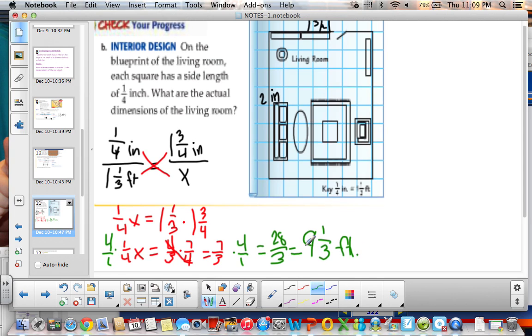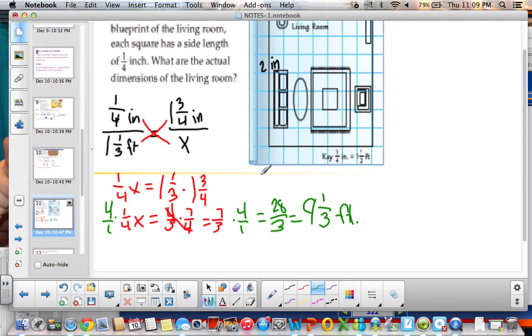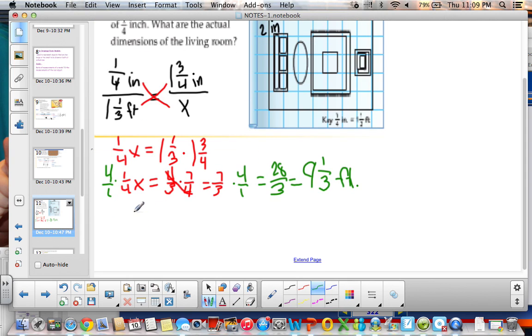Okay, so now I want you to pause me and set up a proportion and do the same thing with this side of the living room, which is 2 inches. Okay, so I'm going to keep my same proportion on the left side because we still have the same scale. So we have 1/4 inch times 1 1/3 feet. This time we have 2 inches on our map that we want to translate into the real world over x.